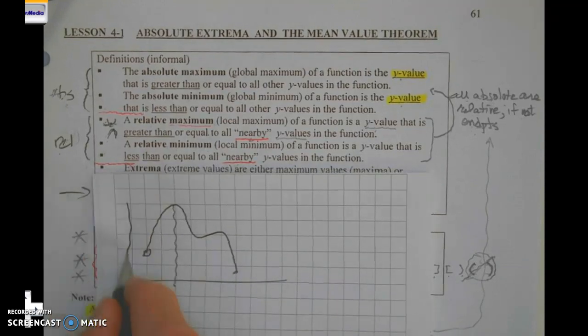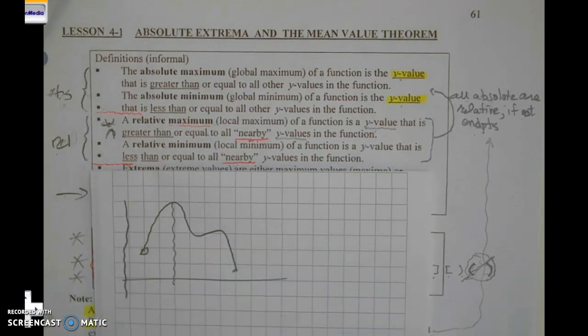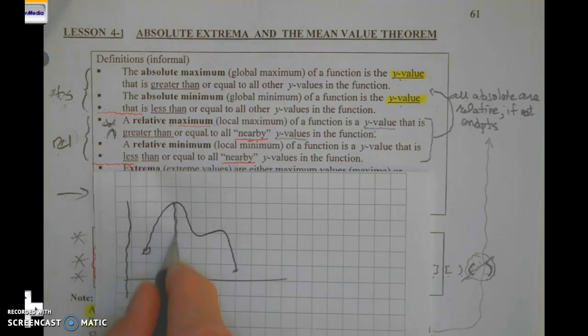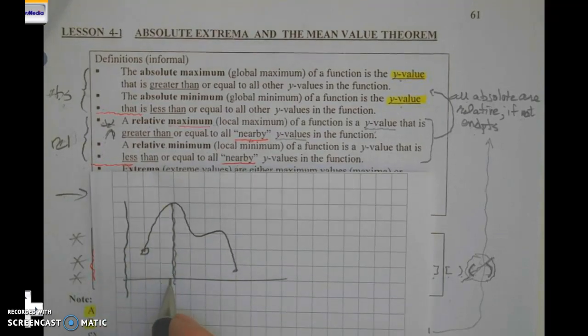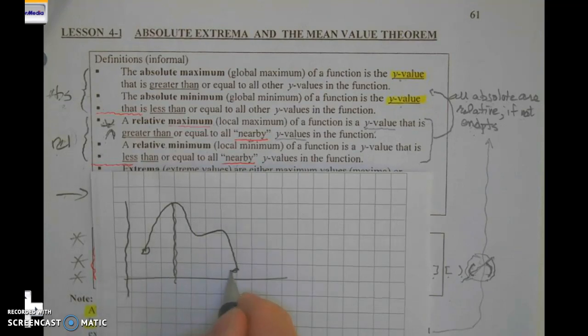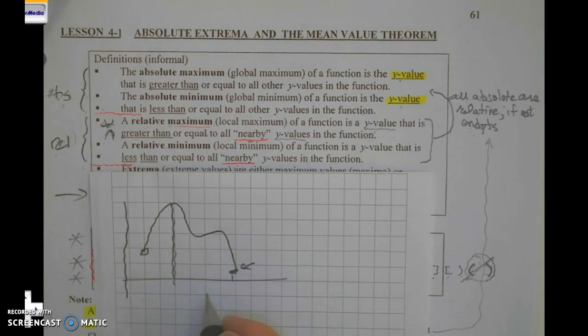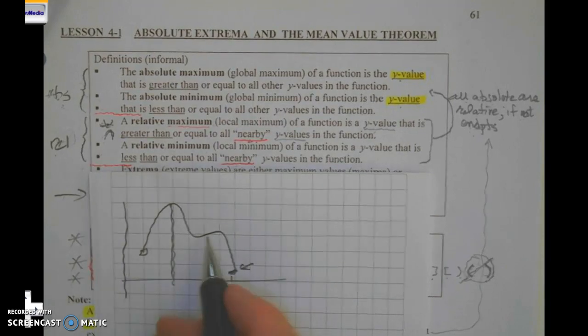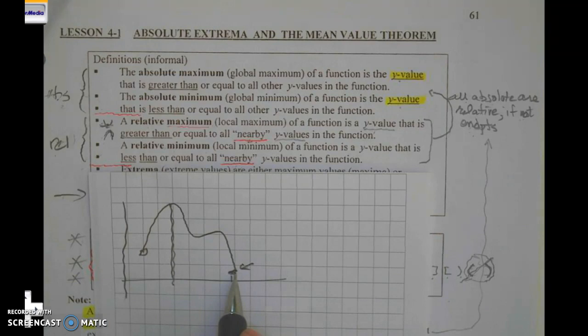Let's say the x and y axes are like that. The thing we're looking for is the y value, the height. The absolute minimum of this function is going to be all the way over here, and the reason why is because that's the lowest y value. So an absolute or global is always going to be the biggest or the smallest.